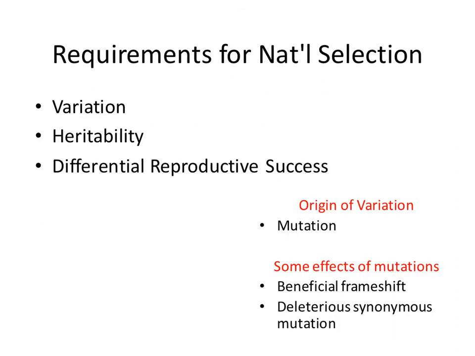So in all, we've looked at mutations as a cause of variation, the origin of variation, arrival of the fittest. And we've looked at a beneficial frameshift and a deleterious synonymous mutation. So we've got a couple of examples to talk about.